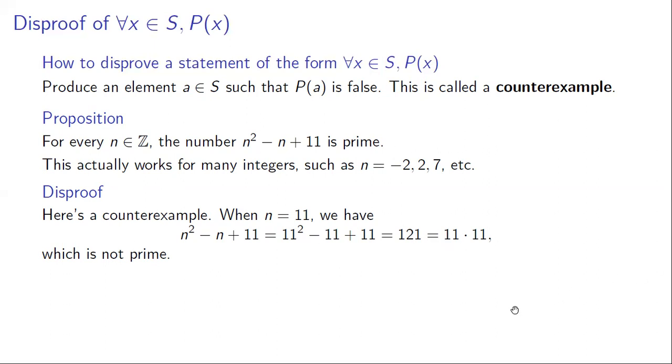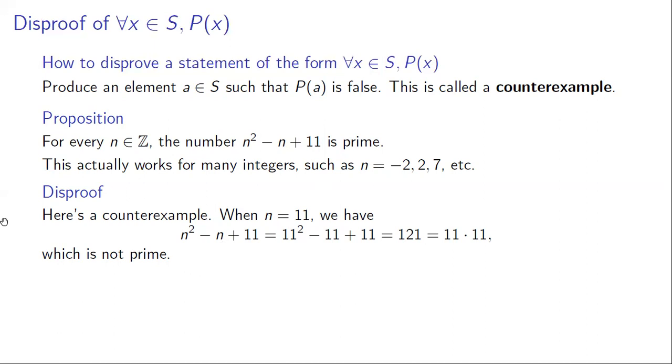So this shows that it is not the case that for every integer n, the number n squared minus n plus 11 is prime. Because here we have an example of an integer n where n squared minus n plus 11 is not prime. So this was a counterexample, and this disproves the proposition.